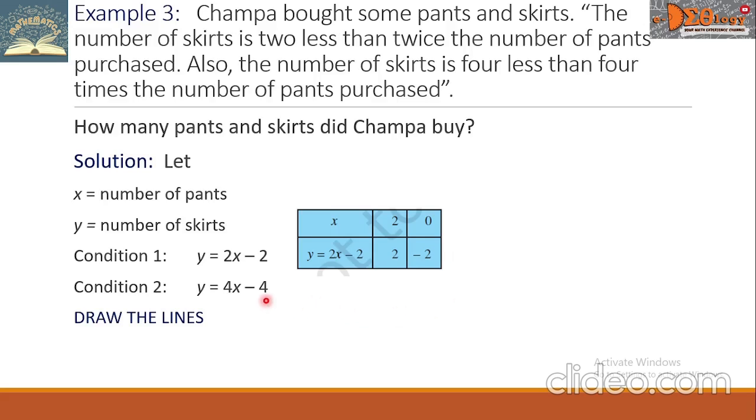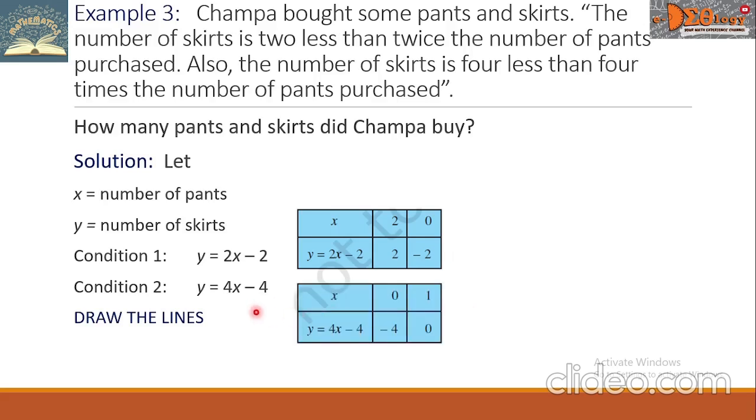What about the second equation? This is the table. Row for x, row for y. Let us assign values for x. Let's say 0. We substitute 0 to this equation, we can get the value of y as negative 4. Also, we can assign 0 for the y. We substitute 0 to the y here, and the value of x is positive 1. Therefore, the 2 points for the second equation are (0, negative 4) and (1, 0).